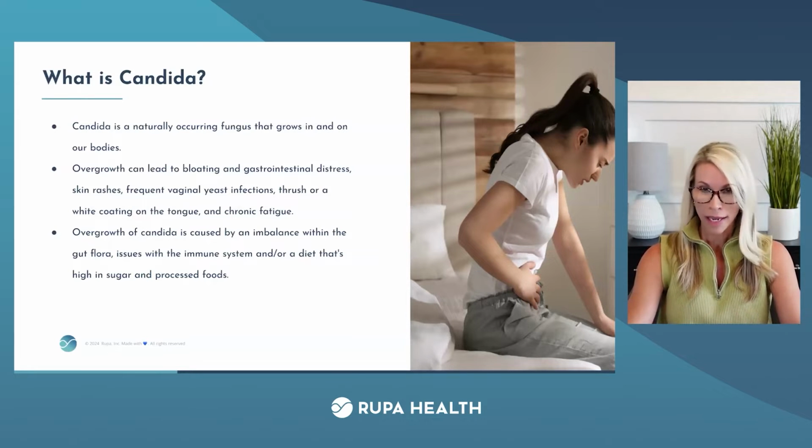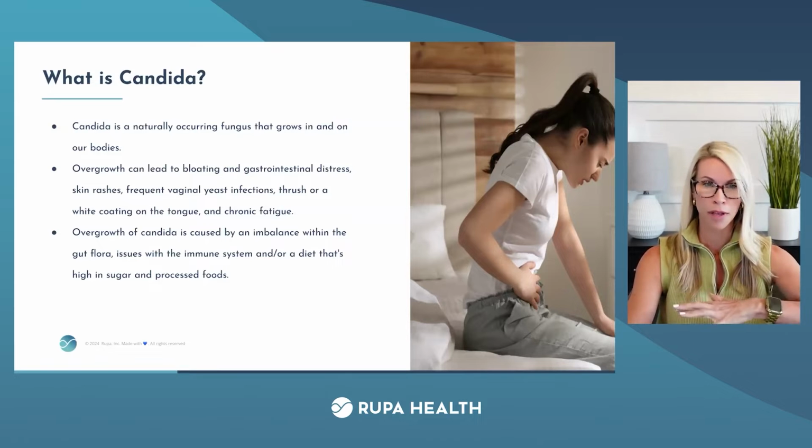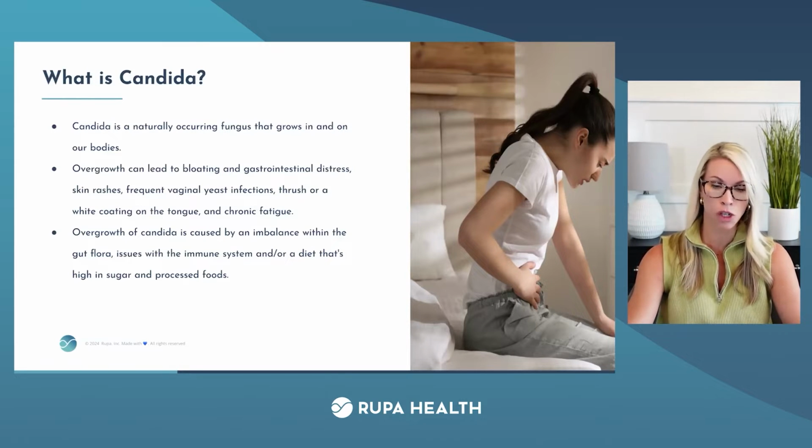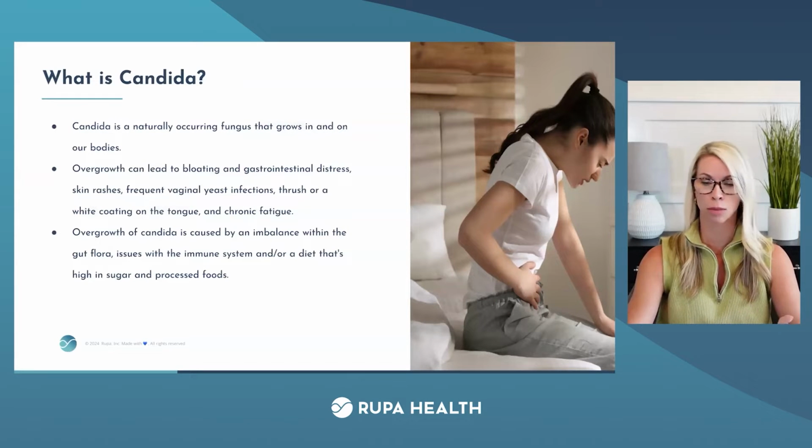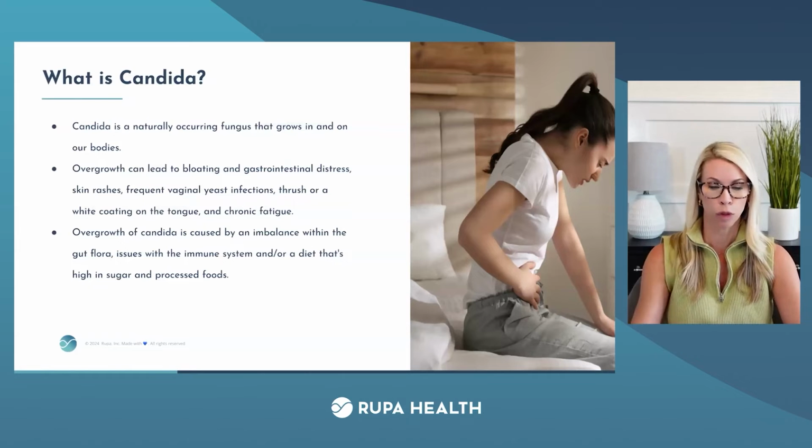Now, when Candida becomes overgrown, it's generally because the environment has become right for it to become overgrown. It could be an immune system issue. It could be something like low stomach acid, hypochlorhydria. It could be diet related. It could be that maybe we're consuming a diet high in sugar, processed food, maybe excess alcohol. All things like that can cause naturally occurring Candida in the body to become overgrown.